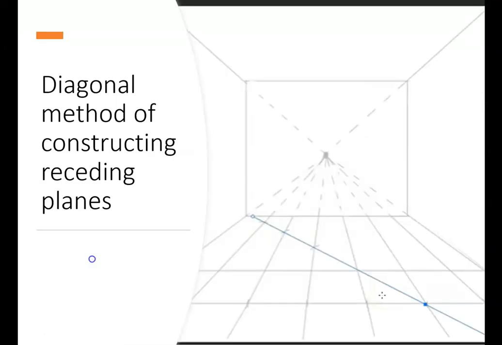Okay, so I just wanted to show this is the so-called diagonal method of constructing receding planes. The diagonal method is very good for creating floors. You can also use it to create a range of windows that diminish in size as they go away from the space. You can use it to create fences and many other things. Very useful method.